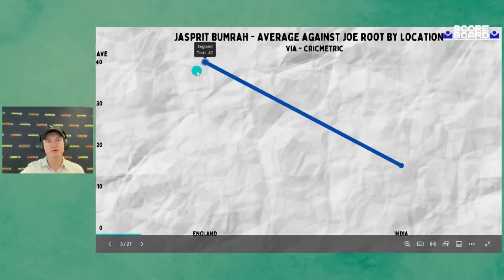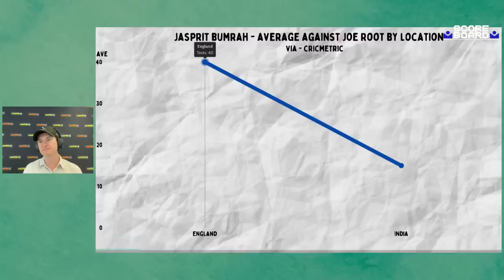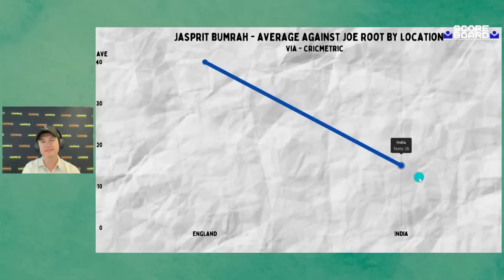So when Bumrah bowls to Root in England, he's got an average of 40 against him, right? So he's not exactly dominating Joe Root at all in that particular situation. And then when he gets to India, it's 15.